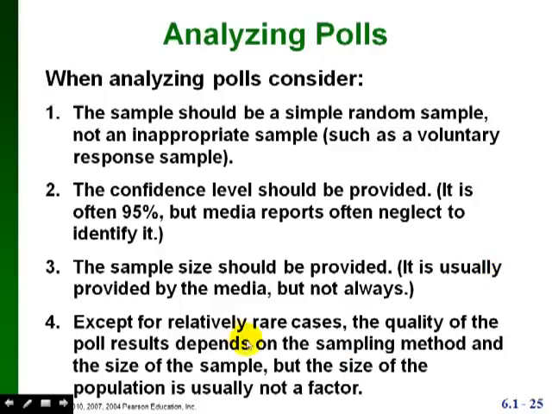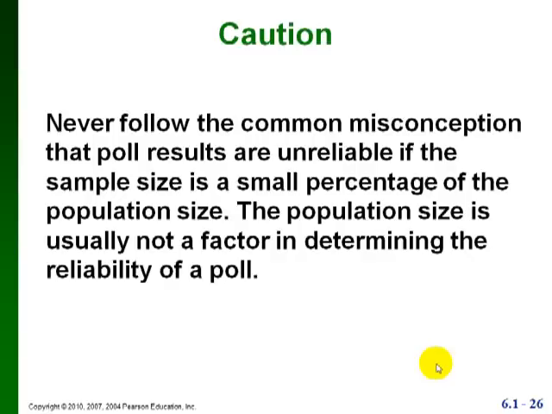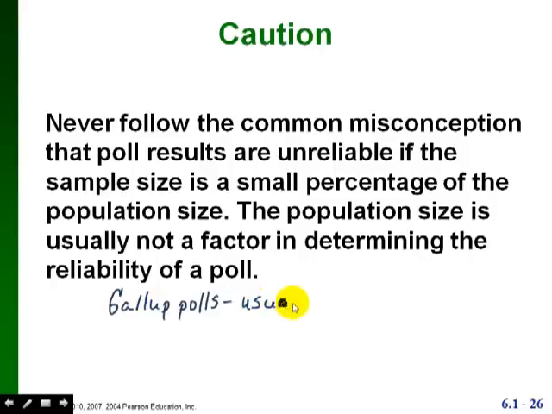And the other thing to remember is that the validity of the results depends on the sampling method and the size of the sample, but it doesn't really matter how big the population is in comparison to the sample. That's a very common misconception in statistics. So if you just think about, say, Gallup polls that usually use a sample size of around 1,000, and those are used to represent the whole population of the United States, which is almost 300 million.